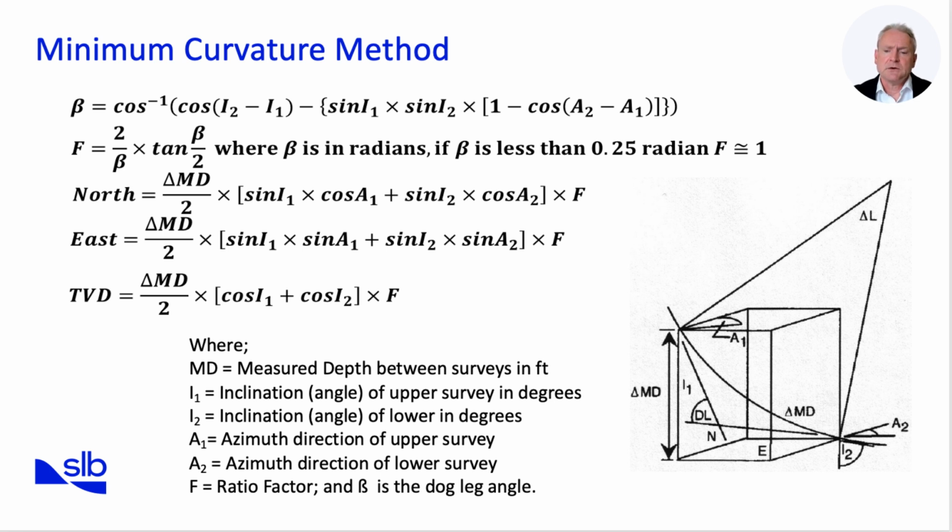The illustration on the right side of the slide shows how the minimum curvature method fits a smooth arc between two survey points using the measured depth and angular data. You can see that it avoids the jagged, unrealistic transitions that might occur with simpler methods like the tangential or average angle approaches. The minimum curvature method delivers the best balance between mathematical accuracy and field practicality, making it essential for modern directional drilling programs.